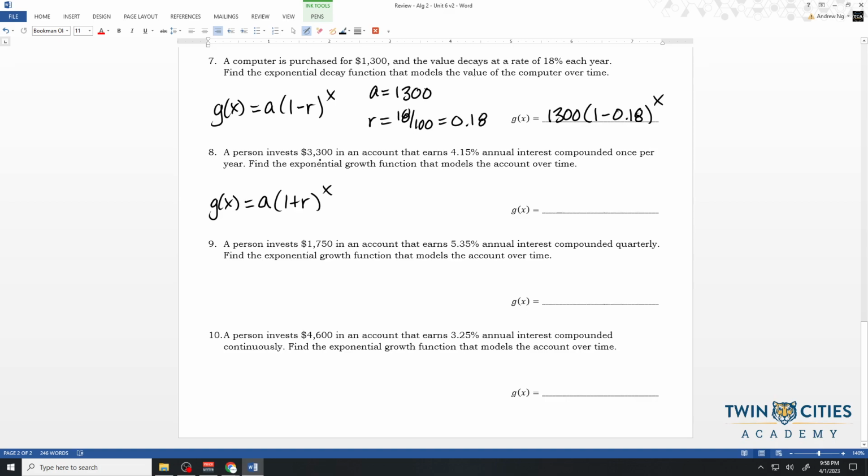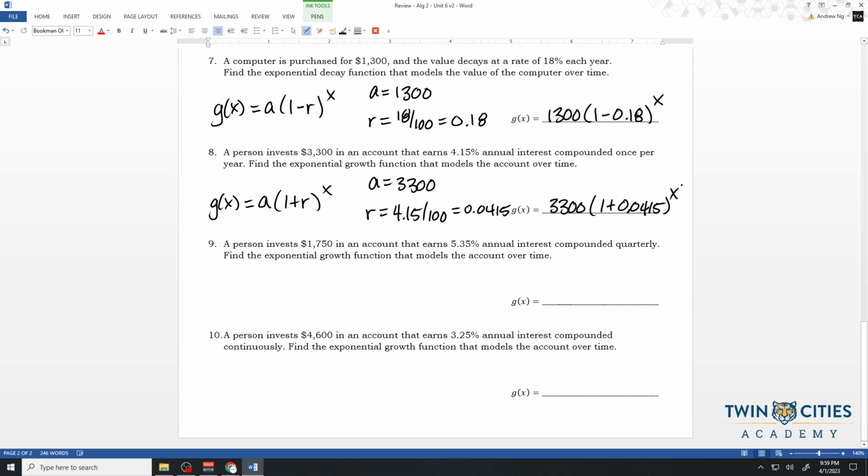All right, A is 3,300. And R is the rate. So it's 4.15%. So 4.15 divided by 100, which is the same as 0.0415. Now I can go ahead and plug them in. G of x equals 3,300 parentheses 1 plus r, so this is 1 plus 0.0415 to the x.